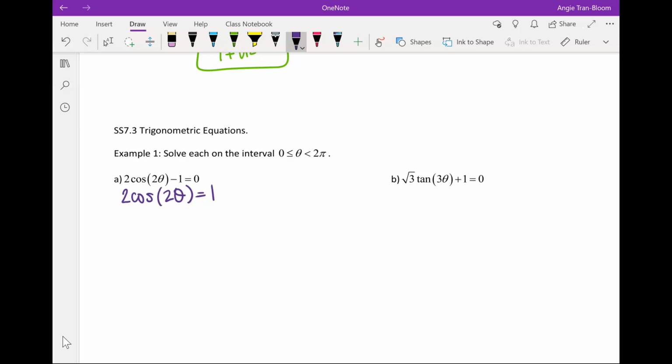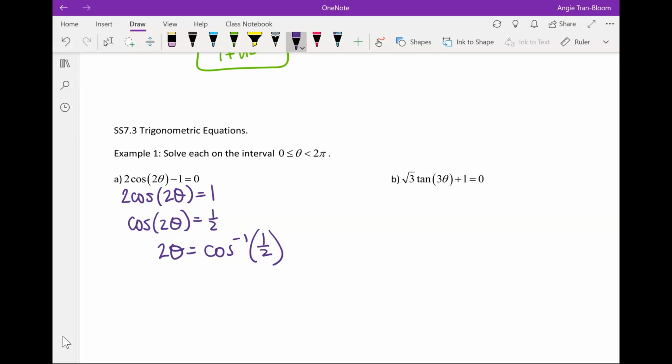Divide both sides by 2. You are correct. So cosine of 2 theta equals 1/2. What do you think you want to do next? Take the inverse cosine. Yeah, totally. Inverse of cosine. So that would be 2 theta equals inverse of cosine of 1/2.